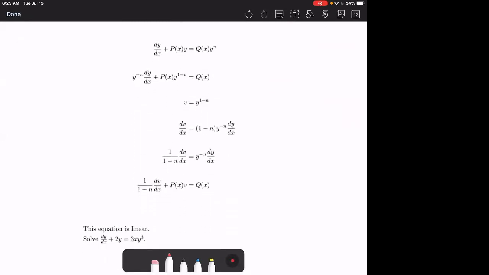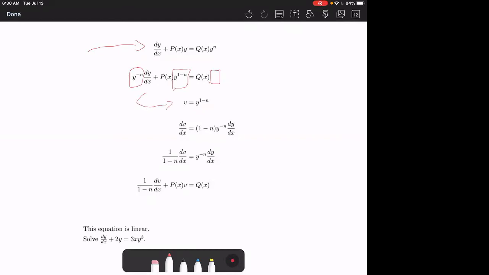So if we have dy/dx plus some function of x times y is equal to some function of x times y to the n, let's divide through by y to the n. So every term divided by y to the n. So the y to the n here disappears. Y over y to the n becomes y to the 1 minus n. And we divide by y to the n here as well. Then we perform our substitution.